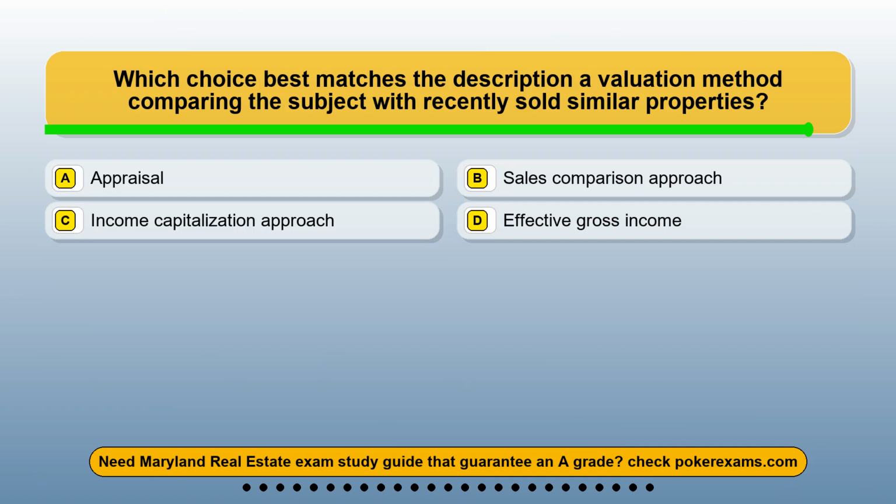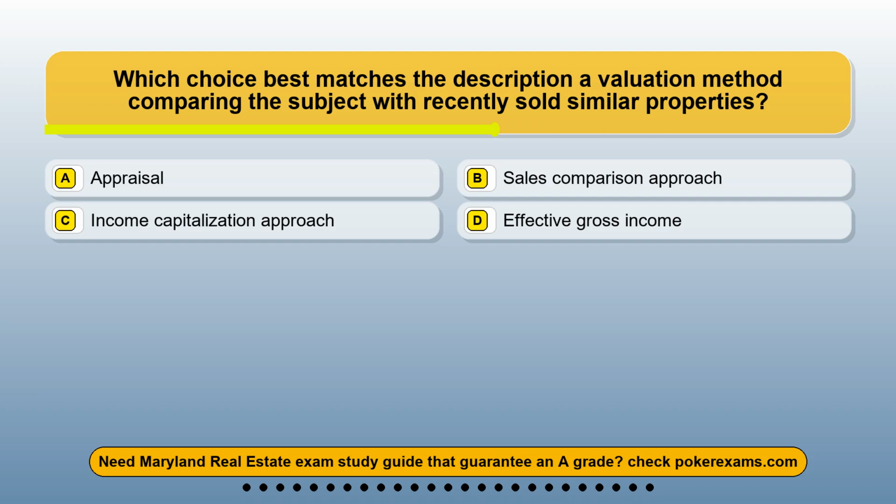Question 23. Which choice best matches the description: evaluation method comparing the subject with recently sold similar properties? Option A, appraisal. Option B, sales comparison approach. Option C, income capitalization approach. Option D, effective gross income.